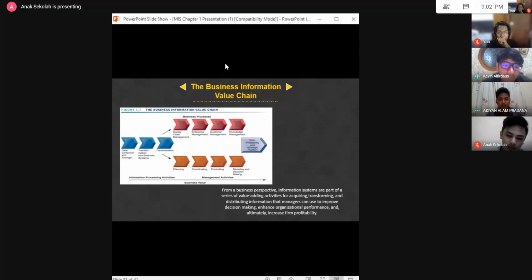The business information value chain. From a business perspective, information systems are part of a series of value-adding activities for acquiring, transforming, and distributing information that managers can use to improve decision making, enhance organizational performance, and ultimately increase firm profitability. You can use this diagram as a starting point for analyzing any information system or information system problem you can encounter. Review the diagram at the beginning of this chapter. The diagram shows how the Pons wood production firm's system solves the business problem presented by the need to integrate its production and manufacturing process.